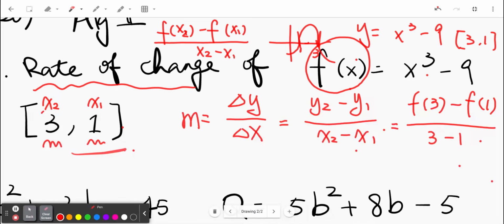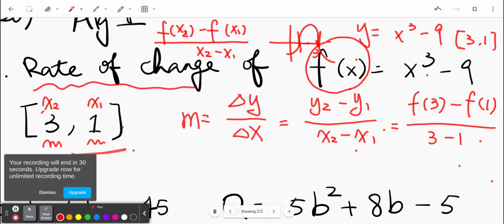What it really means is what I plug in there. So when you have the interval, you have two x's. Here is 3 and 1. And if I say 3 is x2 and 1 is x1, then 3 and 1, you can plug it in.